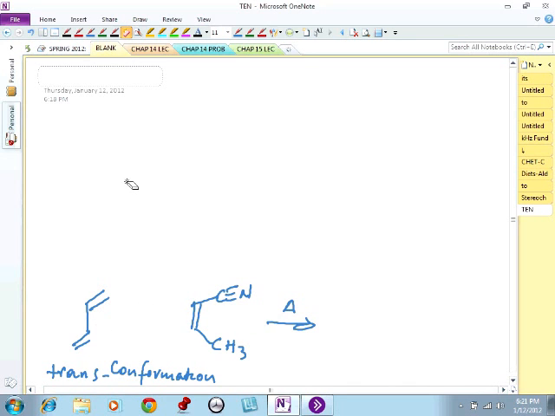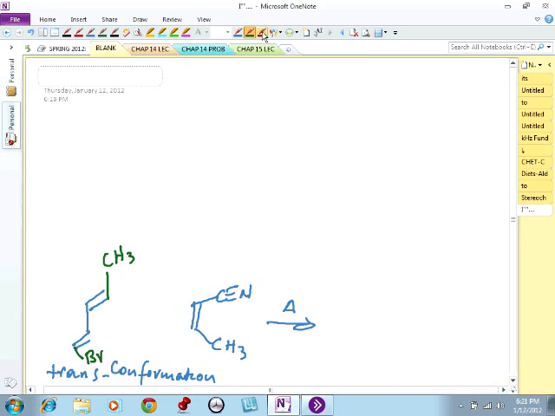if this is what I give you and I ask you to give me the product of the Diels-Alder reaction, well, let me make it a little bit more complicated. Supposing I have this here. Okay? And you have this here. Say we have bromine here, for example. Now you notice the relationship between the methyl and the bromo group.